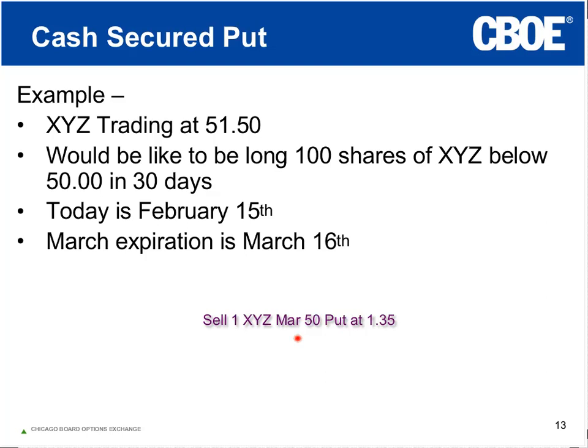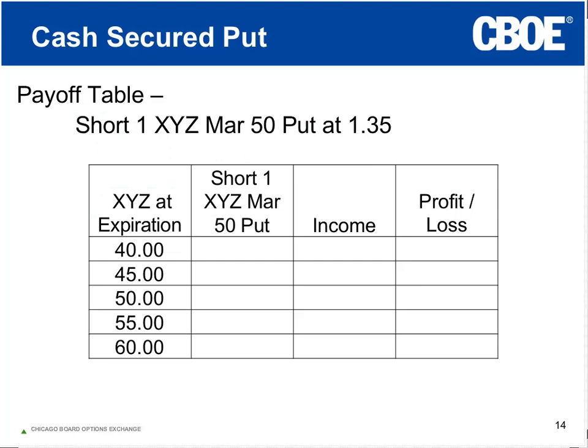Now, he wants to own that stock at $50 a share, and he's got the funds. I'm certain he's got the funds to pay $50 a share for 100 shares of XYZ. Now, this is how the payoff would look for this position, again, at March expiration.